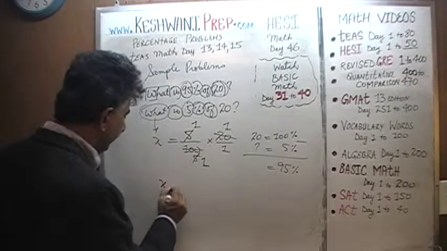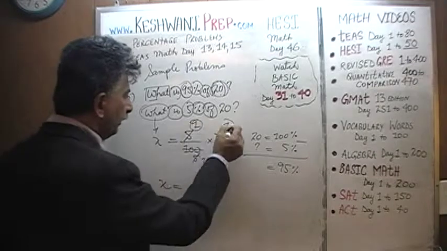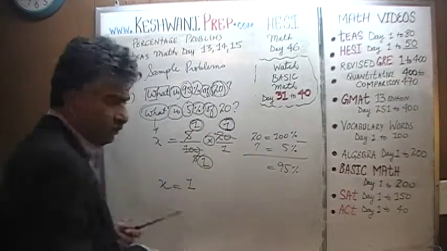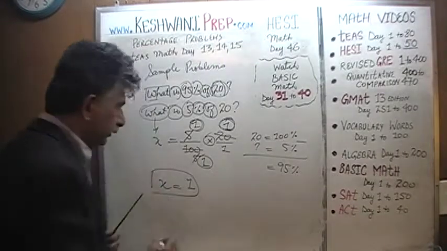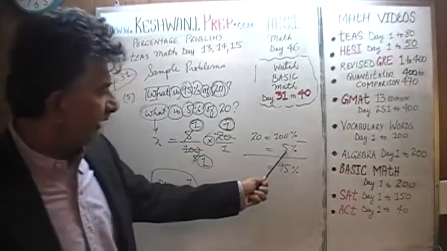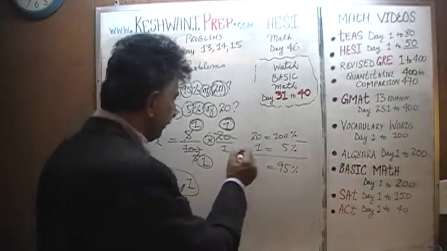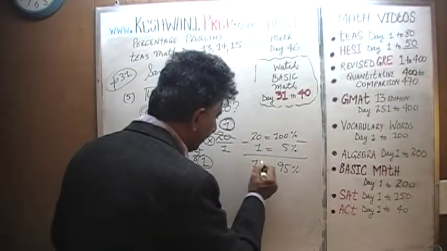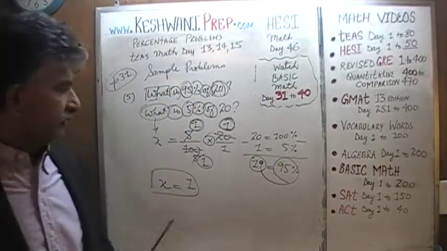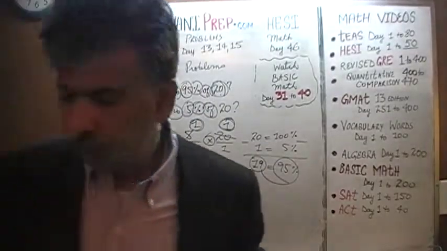So what are we left with? We're left with x is equal to 1 times 1, which is 1, over 1, which is just 1. There you go. Turns out that 5% of 20 is just 1. Well, if 5% of 20 is 1, if we were to take that away, the remainder, the 19 that we have there, must represent 95%, which is exactly what we found earlier. So that was another way of looking at it. Do you understand?